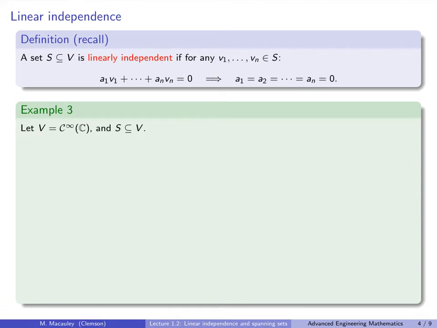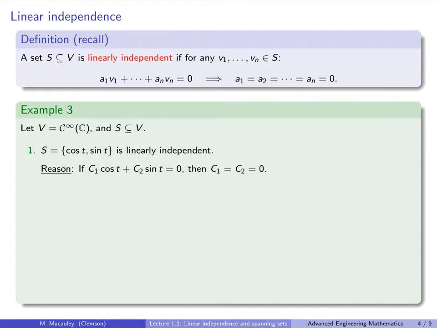Our third example involves the vector space of smooth functions, and let's look at complex valued functions for reasons that will become clear shortly. First, I claim that the set containing cosine of t and sine t is linearly independent. And the reason is because if you take a linear combination of these, c1 cosine of t plus c2 sine of t, the only way you're going to get the 0 function is if c1 and c2 are both equal to 0.